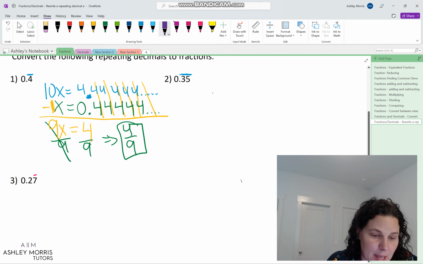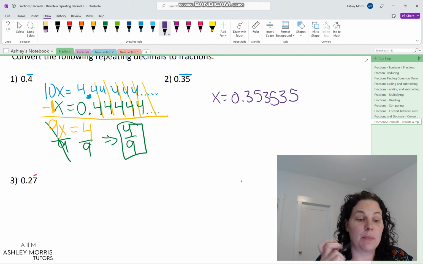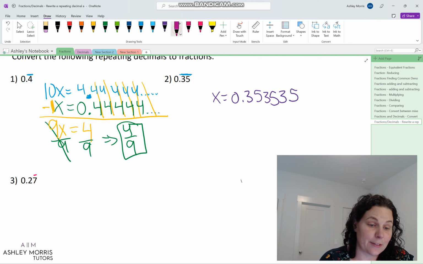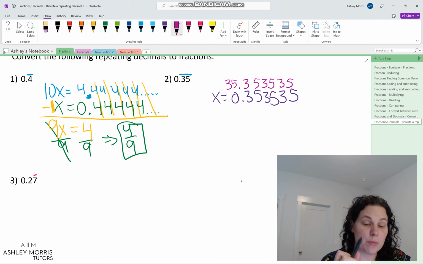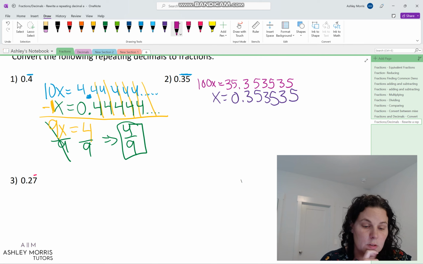So for this one, x is going to be 0.353535. And the 3 and the 5 repeated because the bar was over both of them. So I need a 3 and a 5 in front of my decimal. If you don't do it this way, then the 3 and the 5 will not line up over itself. It'll be like a 3 on top and a 5 on the bottom. That means you didn't do enough because you got to get it to cancel out. So if I move the decimal place twice, that means I multiplied by 100. So we got to multiply the other side by 100, the x as well.